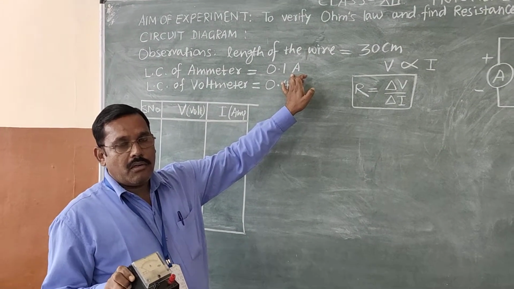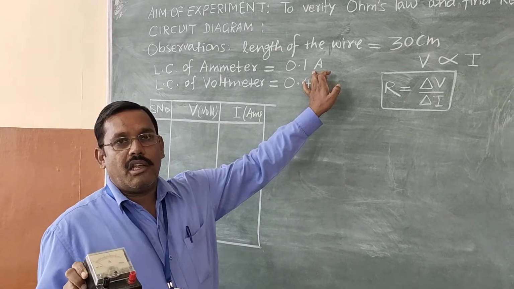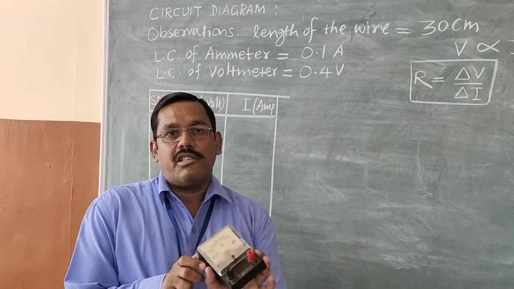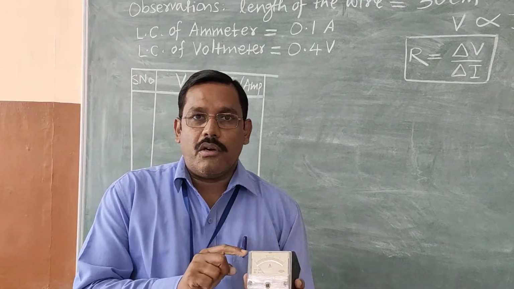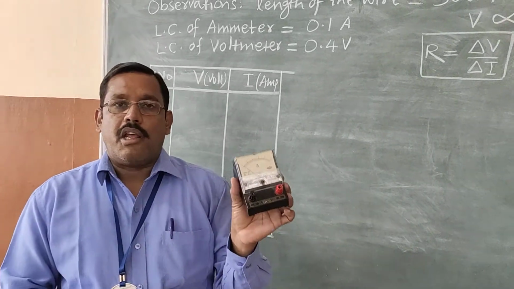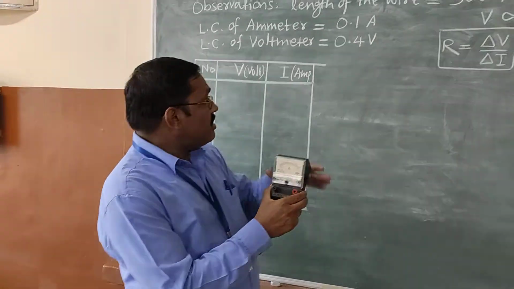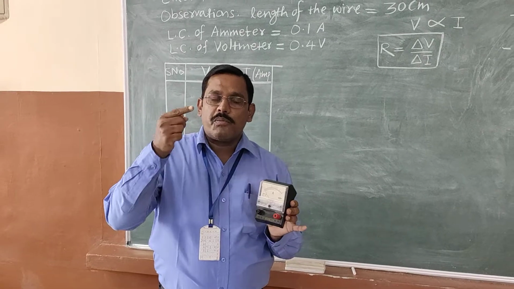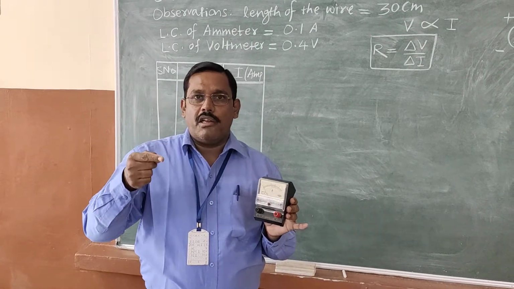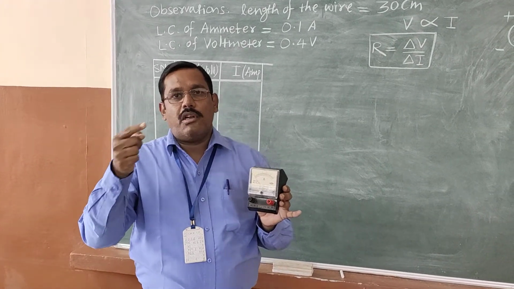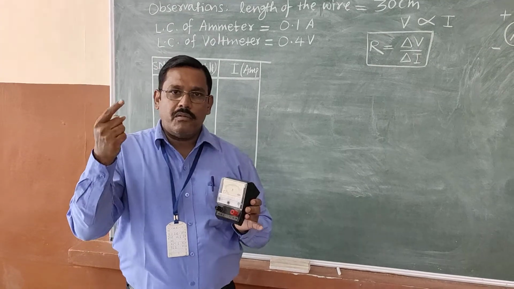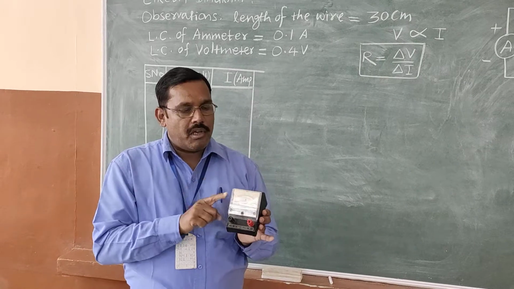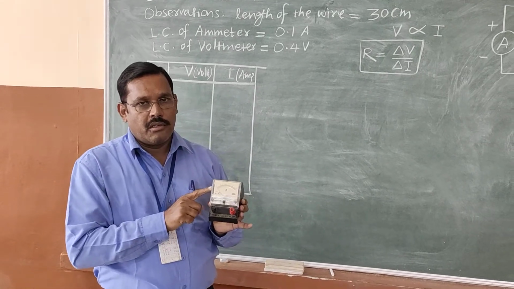The value of 1 part of any instrument gives the least count. So the least count of the ammeter is 0.1 ampere, as between 0 to 1 there are 10 parts. When we take the reading, suppose the pointer is at the second line, the reading will be 2 into least count. If the pointer is on the fourth line, the reading will be 4 into least count. This way we will take the reading of the ammeter.